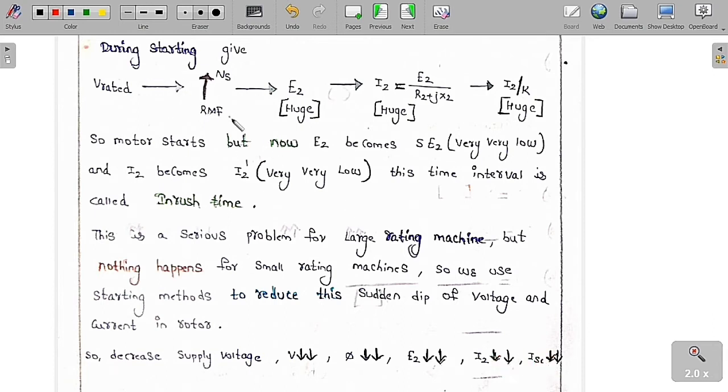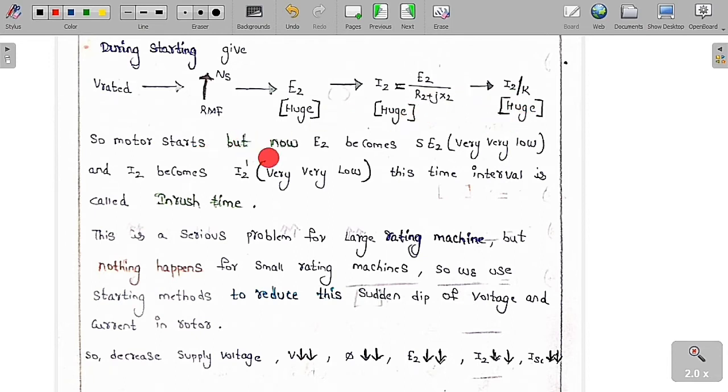Finally, let me give a conclusion about this concept. During starting, when we give a rated voltage, the flux is rated and it rotates at a speed of ns, the RMF. Whenever this rated flux cuts the rotor, it gives an induced EMF E2 of very huge value, and the rotor current is E2 by R2 plus jX2. At starting NR is equal to 0, so S is equal to 1, so you get a huge amount of current, and the current referred to the stator is also a very huge value.